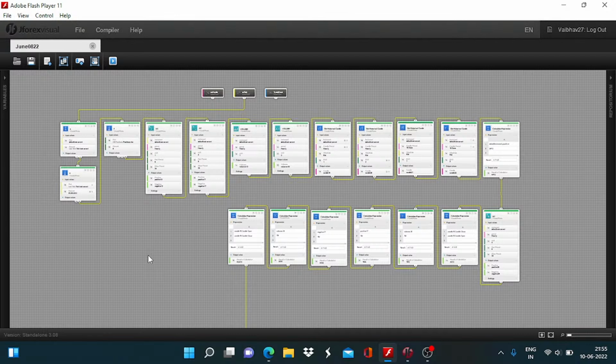So for finding out if it is indeed profitable or not, you will have to make it and then you have to test it on the historical data, which you can do for months or even years using the JForex platform.